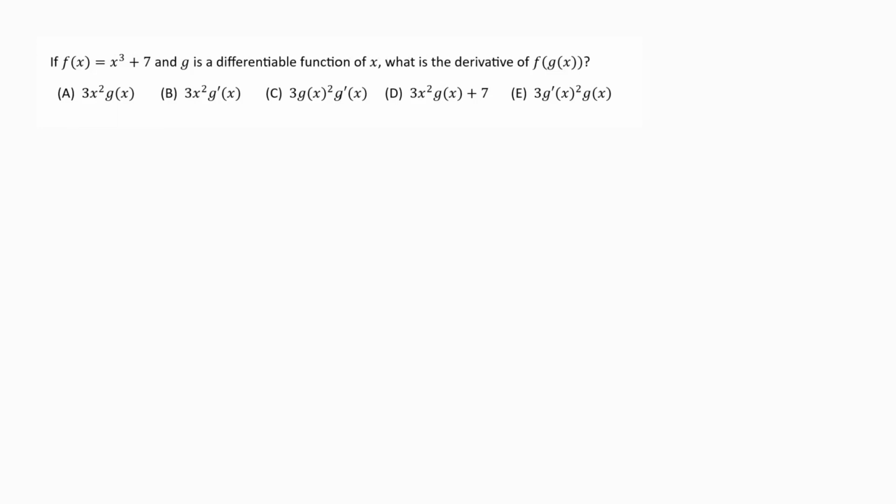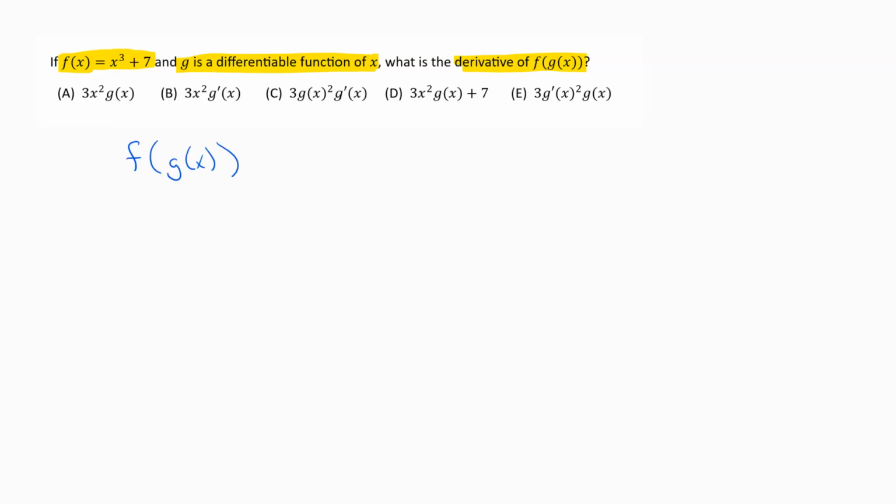This example is starting us off with an f of x equation, f of x equals x to the third plus 7. And they tell us that g is a differentiable function, which they have to do because they're going to want us to find the derivative of g at some point. And then what they want us to find overall is the derivative of this function here. They want us to find the derivative of f of g of x.